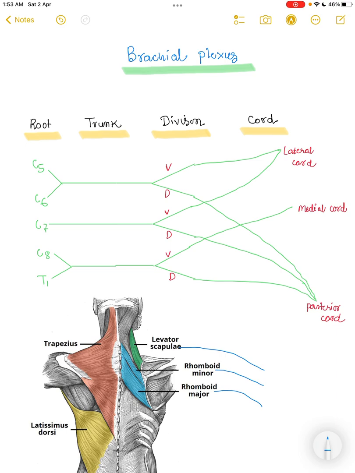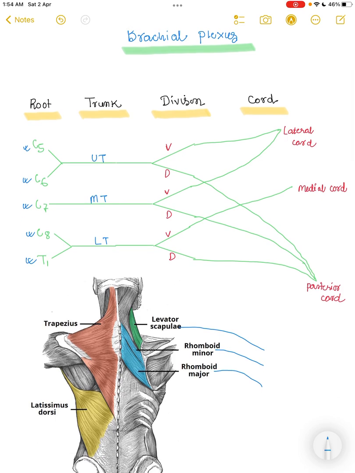For the roots, firstly we have to think of C5, C6, C7, C8 and T1. From the roots, C5 and C6 join to form the upper trunk, which I am denoting as UT. C6 and C7 form the middle trunk, and C8 and T1 lead to the formation of the lower trunk. So these are the trunks: upper trunk, middle trunk, lower trunk.